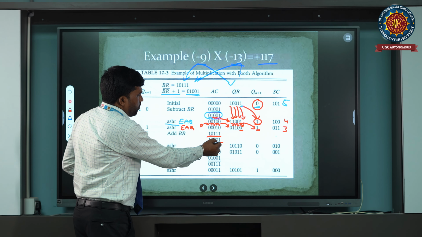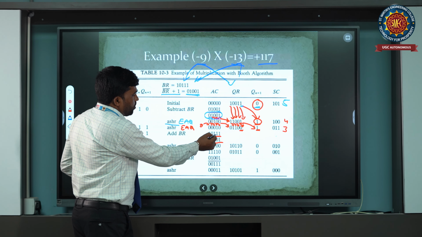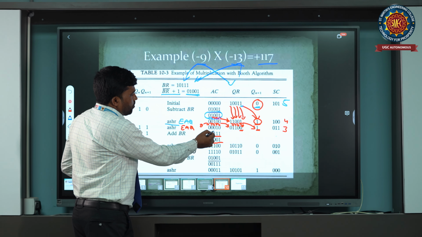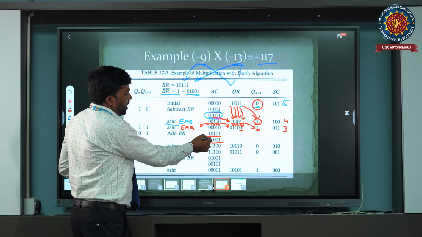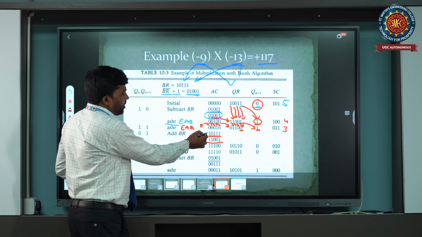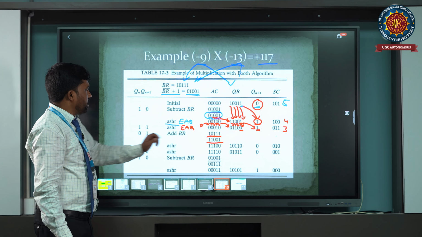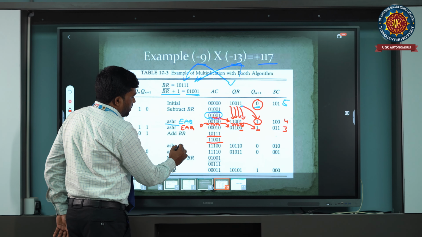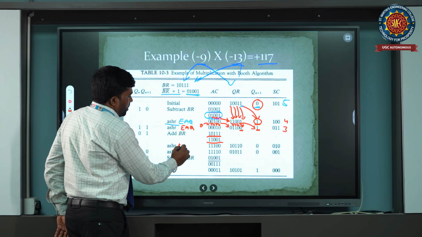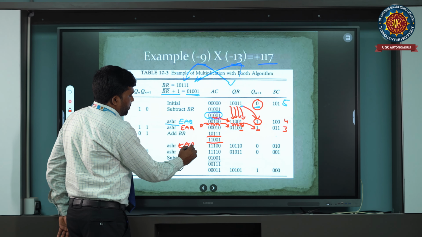Here 01110, this one carries to here. So 11 gives 0, and again we have a 1 carried to here, and this one is written here. So you will get the data. Next, what is our step? Arithmetic shift right of EAQ, right?